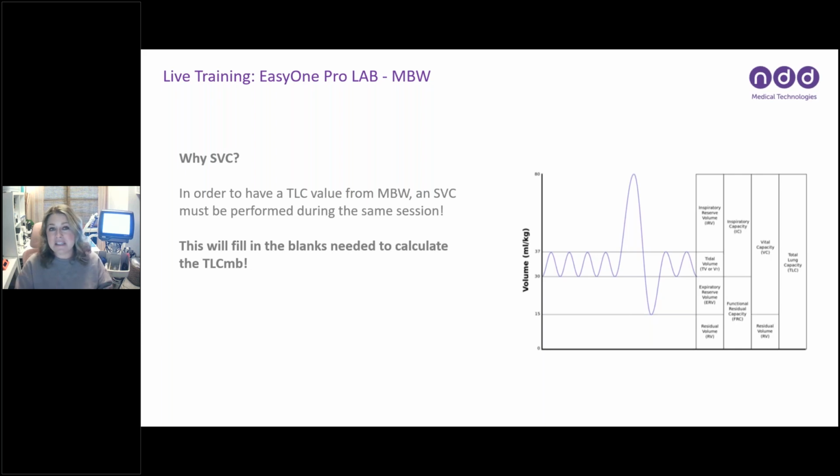And while, of course, this is a multiple breath washout training, I didn't want to skip past SVC. There were a few changes to the SVC test with the 2019 ATS ERS standard for spirometry update. And so I just wanted to very quickly go through the technique of an SVC test, because again, it is one of the most important parts of making sure that we have a good TLC from our multiple breath washout test.